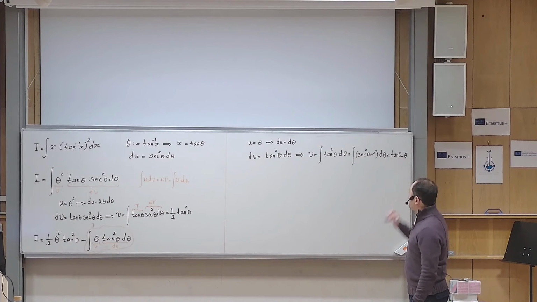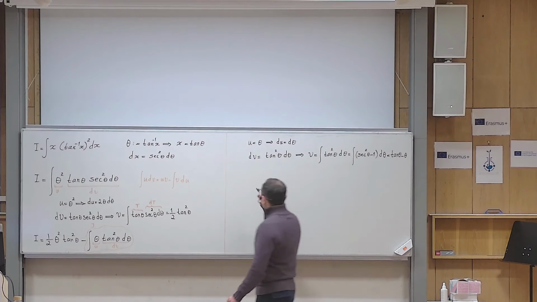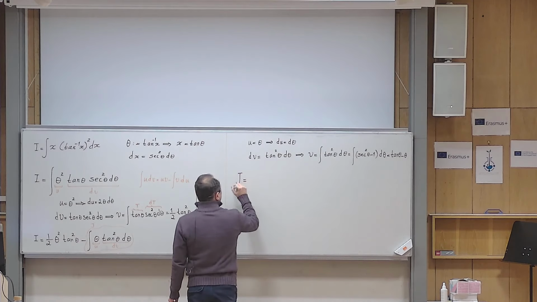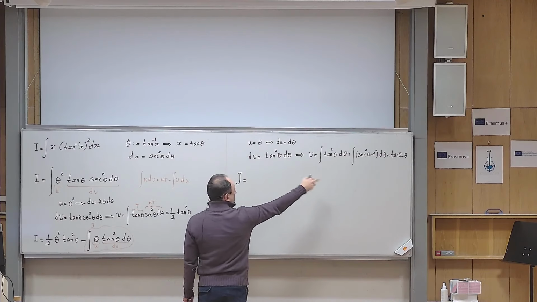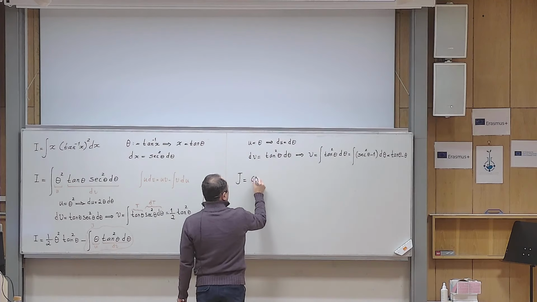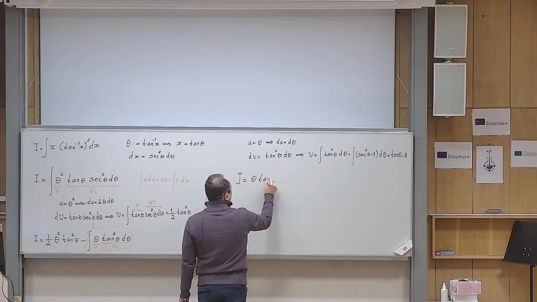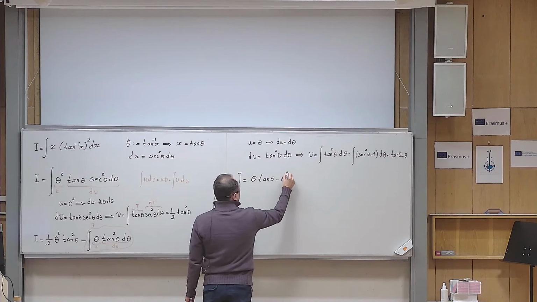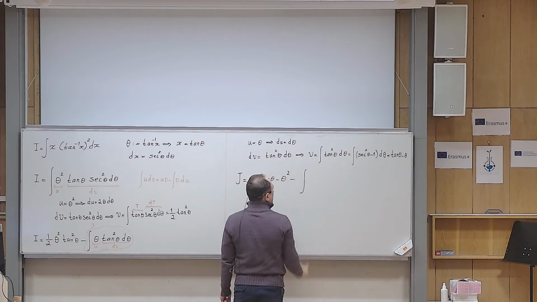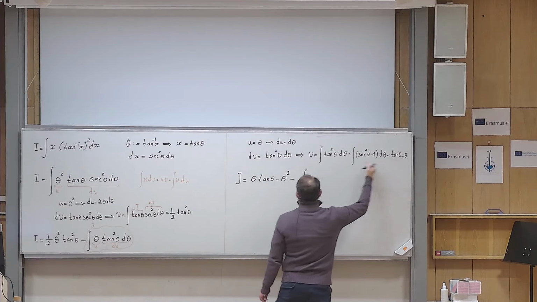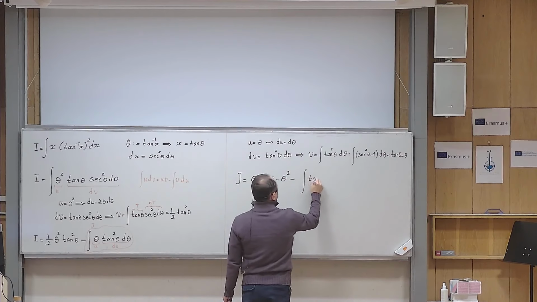So this is v. Now, the integral that I call J can be written as u times v. This is my u, that is my v. If I multiply them, it becomes theta tangent theta minus theta squared. And minus integral v, which is this, times du. So that's simple.